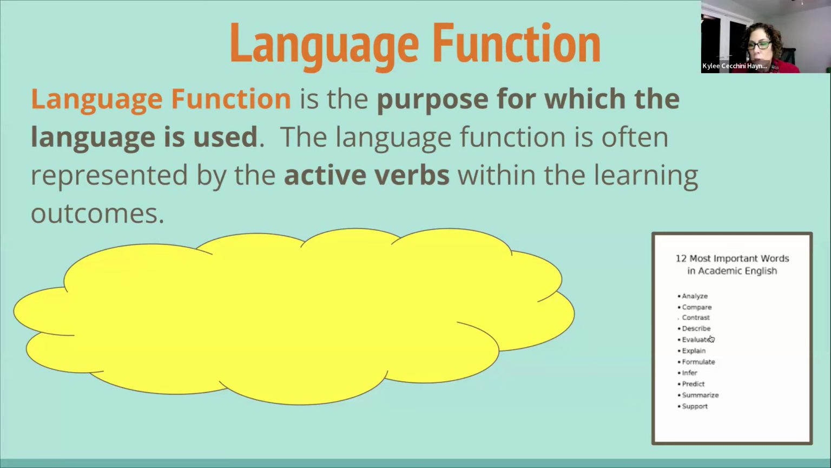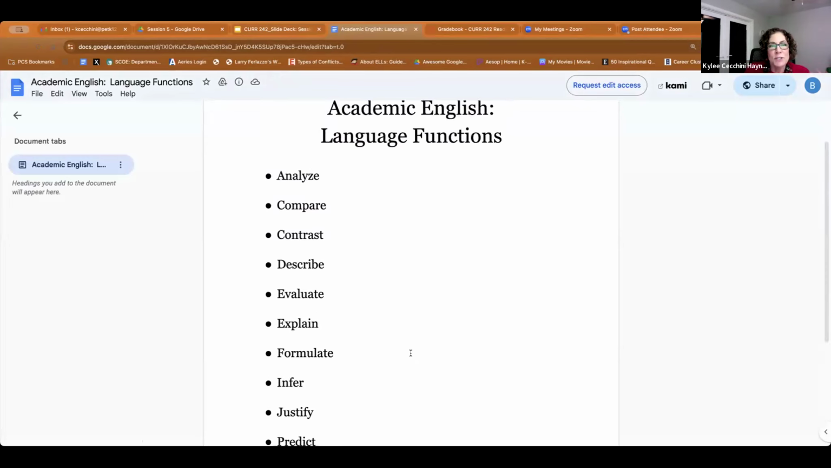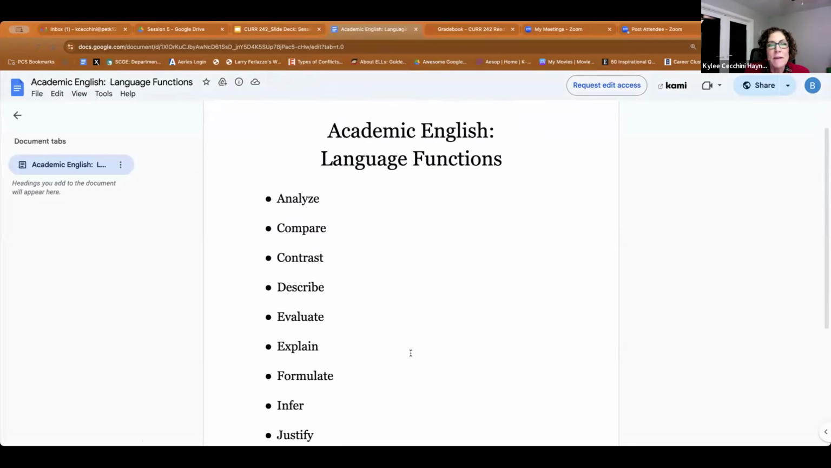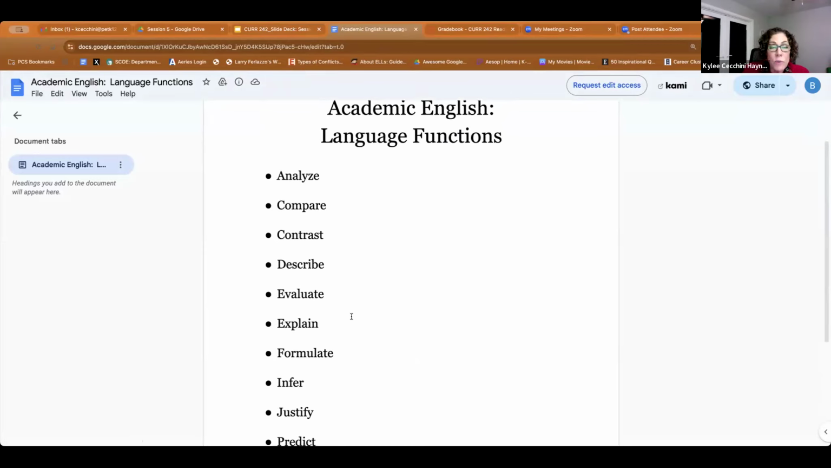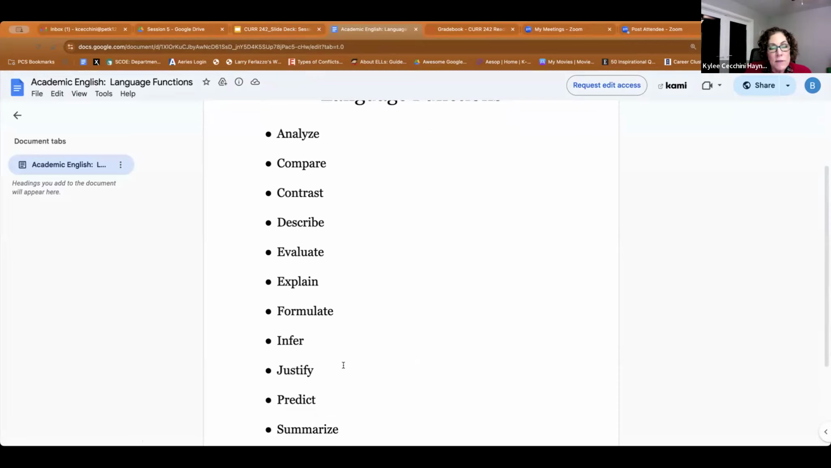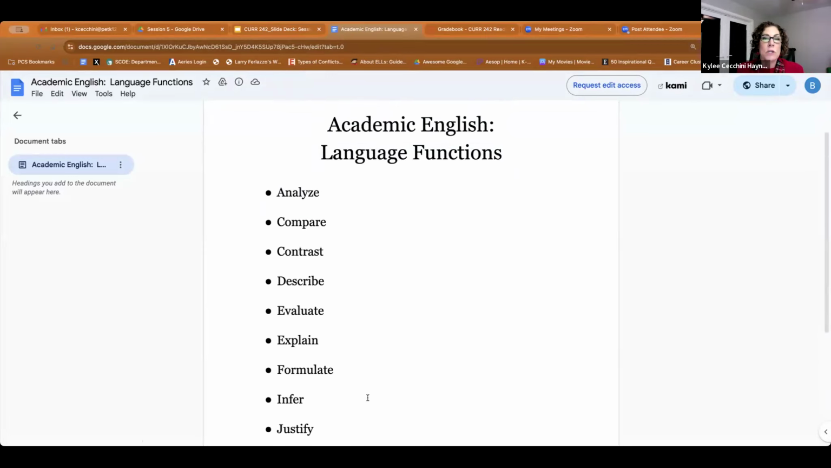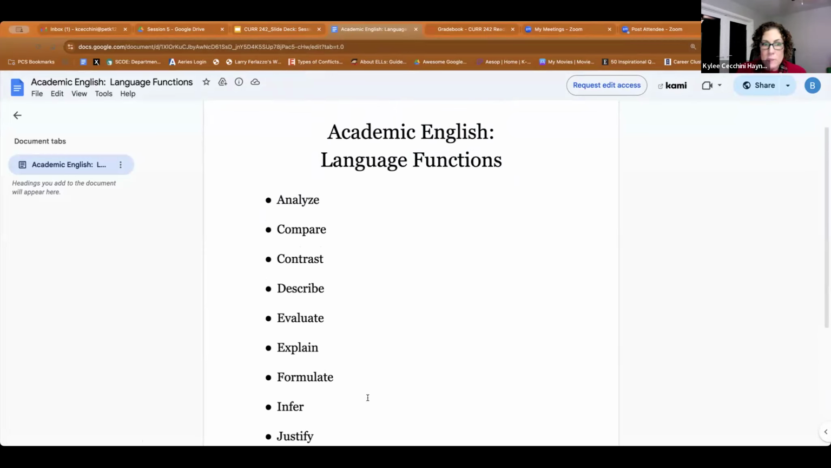So I have a bunch here. I have them in your materials too. Analyze, compare, contrast, describe, evaluate, explain, formulate, infer, justify, predict, summarize, support. There's way more than this, but these are the ones that you see quite a bit, or that we ask our students to do quite often, particularly in assessment, right?